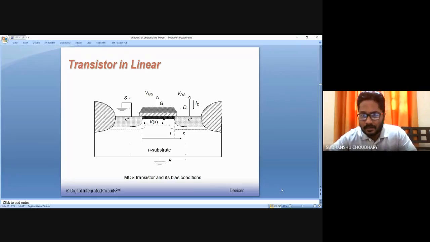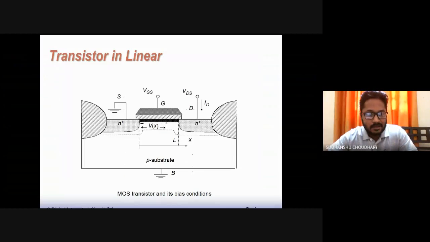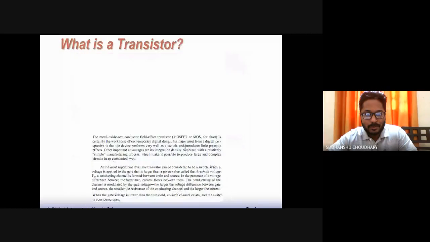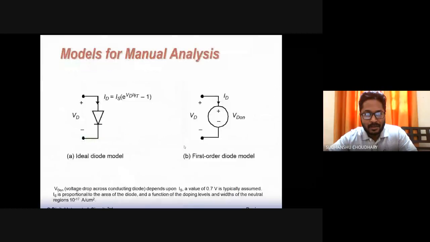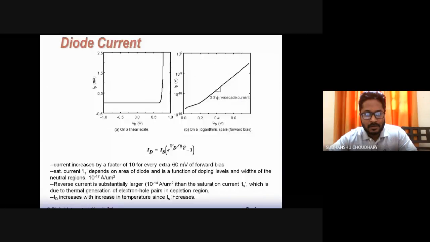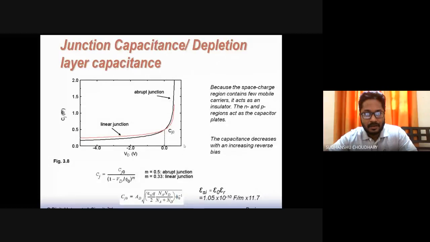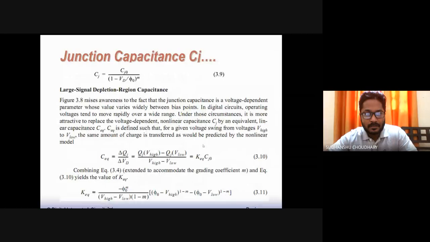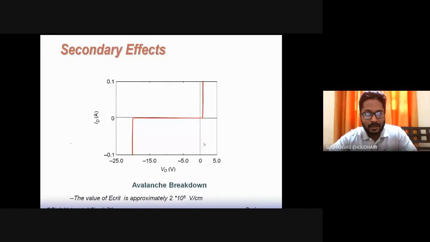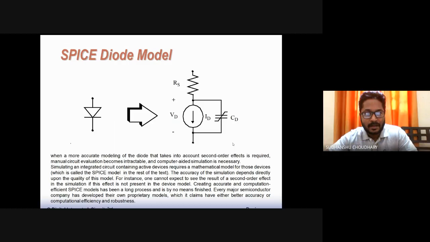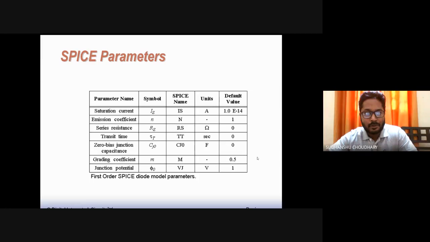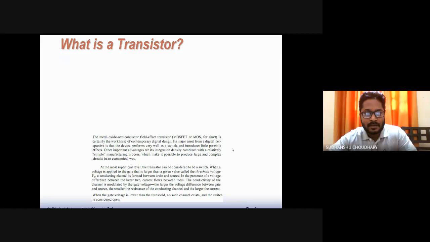So in the last lecture, we were discussing these devices. We talked about the diodes, the PN junction diodes, and then we also saw the junction capacitance, and then we also understood how to linearize this junction capacitance. We also talked about some secondary effects like Zener and avalanche effects in these diodes, and we also understood the SPICE parameters associated with the diode model using SPICE simulations.